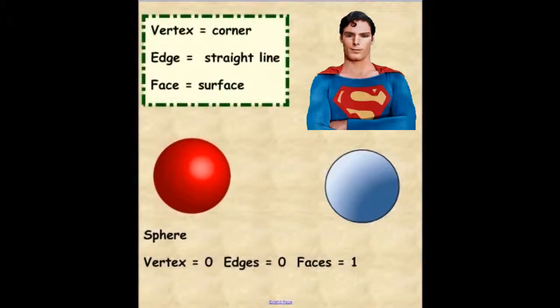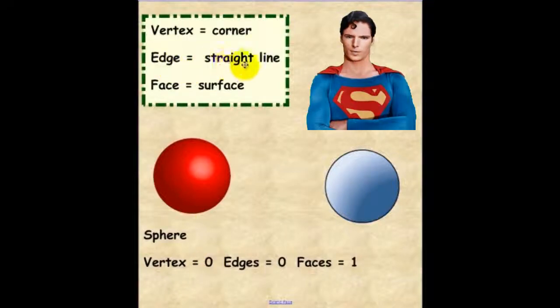The next 3D object we're going to look at is a sphere. As you can see on the left, it's kind of 3-dimensional for you, and here we have it on the right. Kind of hard to determine what is going on. However, most of us are familiar with it. Let's look first of all at the vertex. Are there any corners? No. So your answer would be 0.